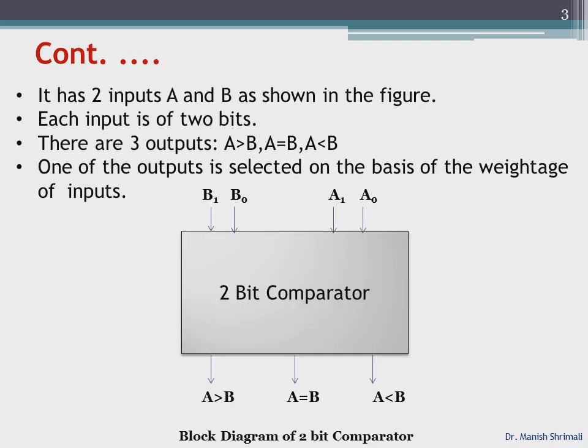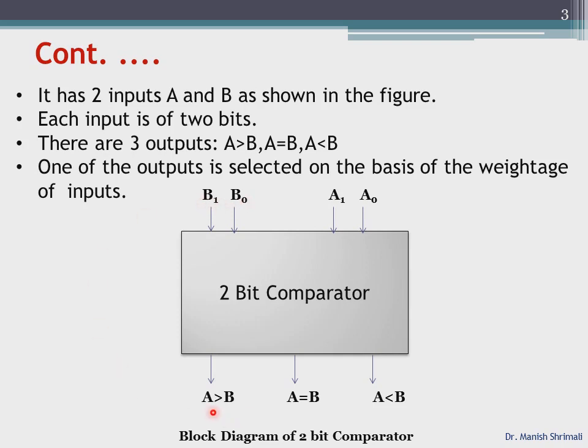It has two inputs, as you can see, A and B, and both the inputs are of 2 bits. That is, the input A is having A0 and A1 as the 2 bits, and the input B is having B0 and B1 as the inputs.